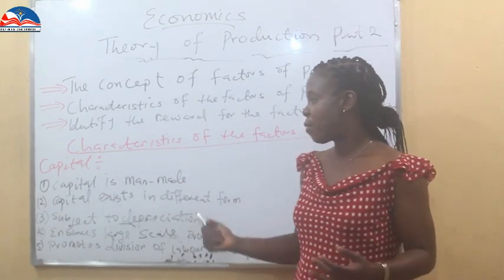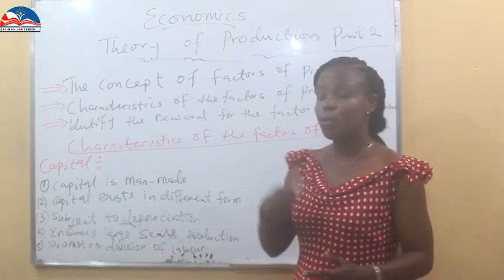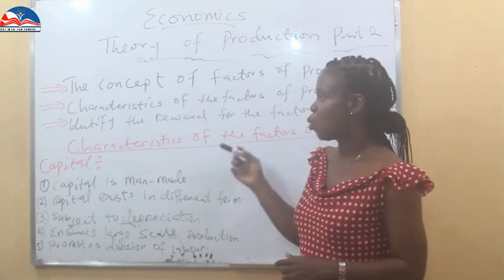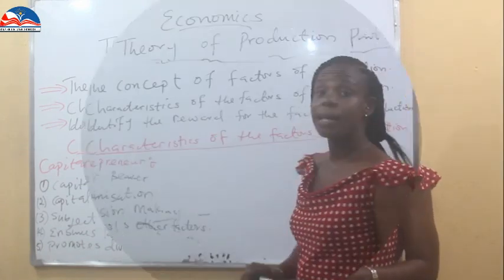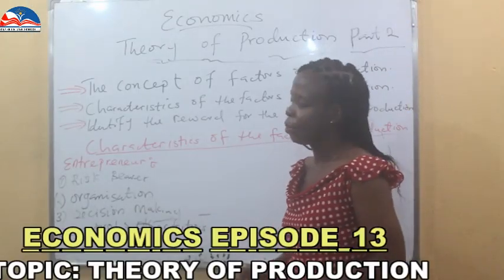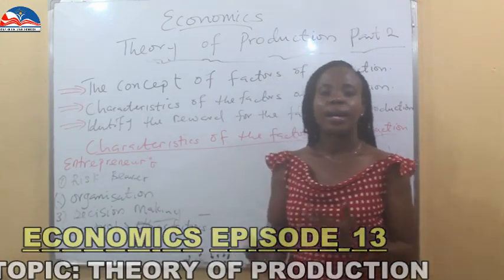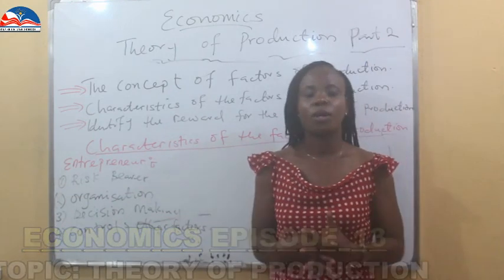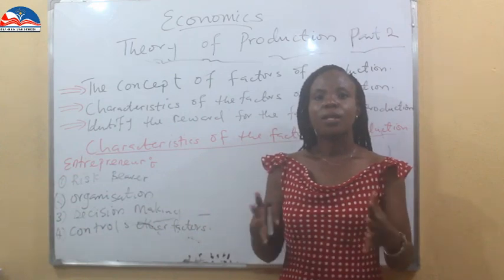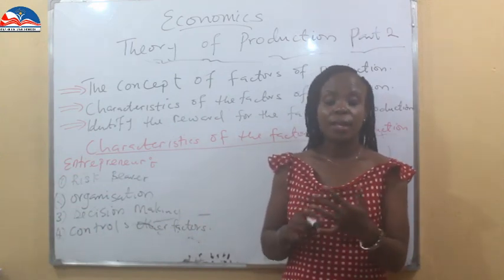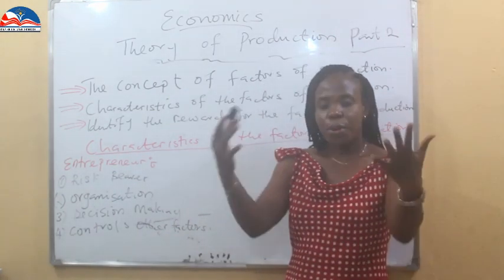Man-made, exists in different forms, subject to depreciation, ensures large-scale production, and it promotes the division of labor because of different handling. Now let's go to the last factor, which is entrepreneur. And the last factor is entrepreneur. An entrepreneur is an individual who organizes, controls, and brings in other factors of production to make goods and services possible. It brings in land, labor, capital, perfects the process, and then brings it to life.